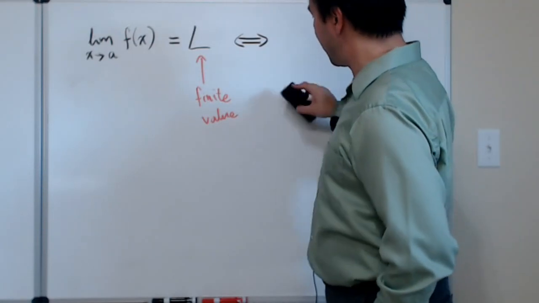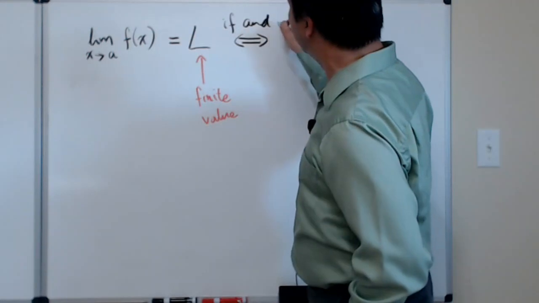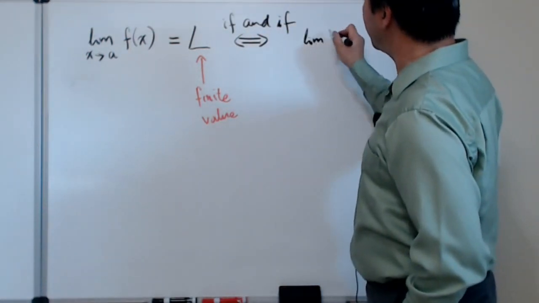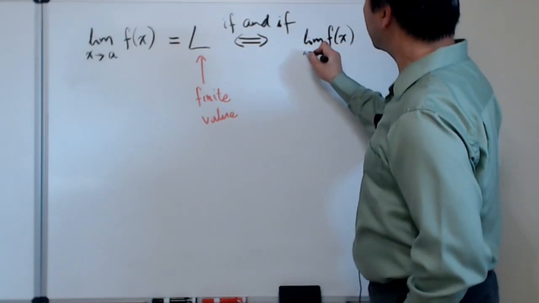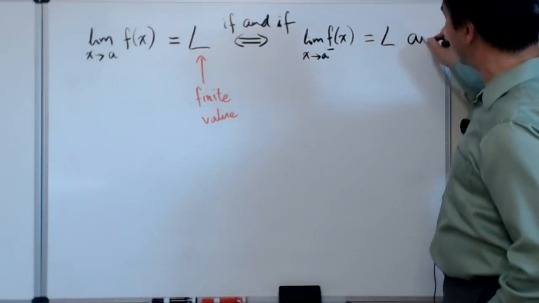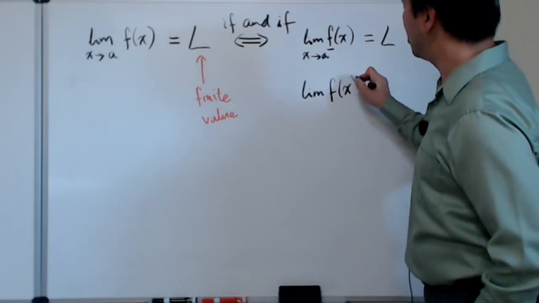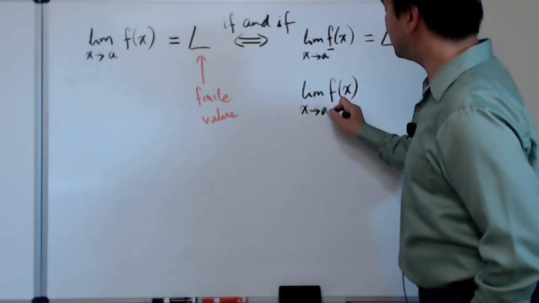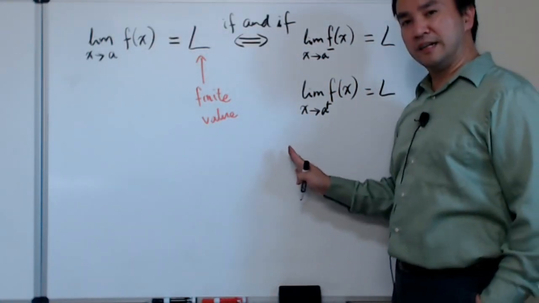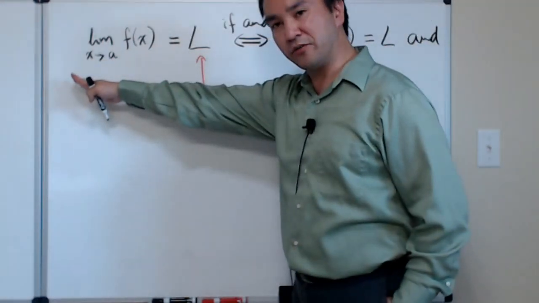My double arrow over here is equivalent to the worded statement "if and only if." If and only if the left-hand sided limit, when x comes close to a from the left-hand side, equals L, and also the right-hand side limit equals L as well. So my board here is short, so allow me to write that with a little jump in line right here, but many textbooks write this all in one line.